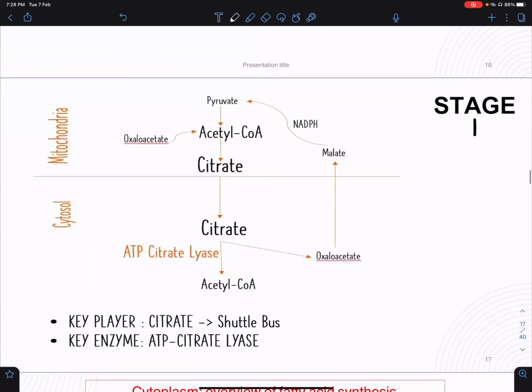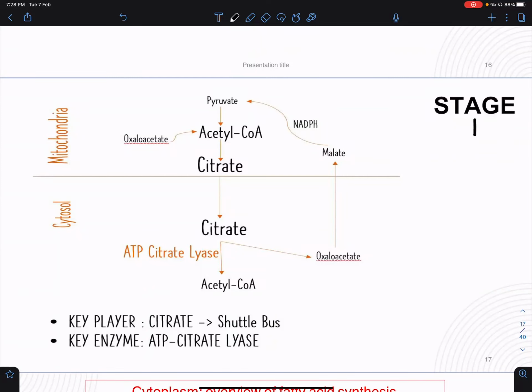So let's start with stage one. The first stage of fatty acid synthesis is transporting the acetyl-CoA from the mitochondria to the cytosol. Why? Because fatty acid synthesis occurs in the cytosol, not in the mitochondria. Keep this in the back of your mind. They always ask about this. Where does it occur? In the cytosol, not the mitochondria.